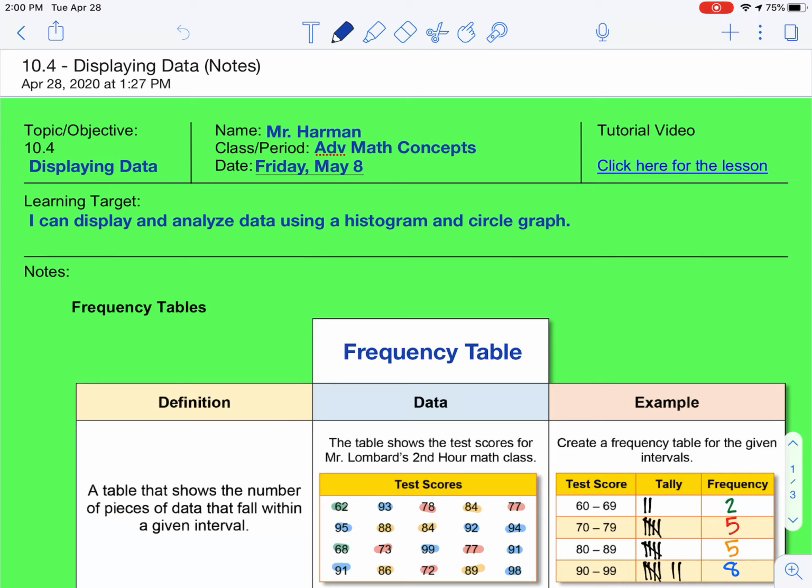All right, we're going to start 10.4 today, and we're going to break it up into three separate sections. We are going to talk about frequency tables, histograms, and circle graphs. Today, we are only going to worry about frequency tables.